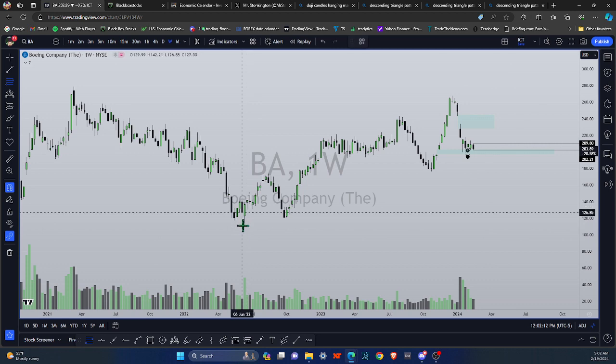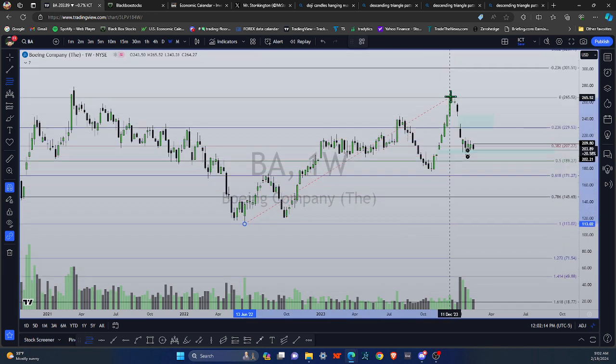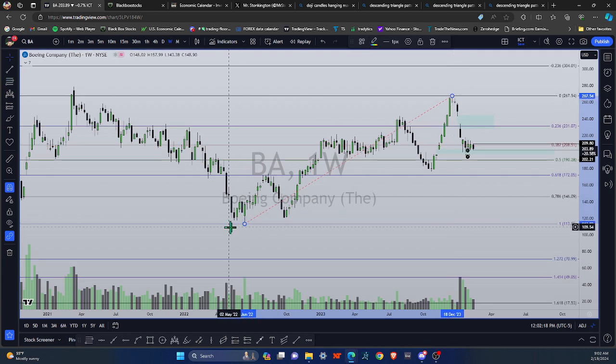Let's see what these fibs look like on Boeing. Yeah, so from this low to this high and selling, the bulls haven't even gotten their retracement to the 618 yet, which would be down closer to this 172.05 area on the weekly.